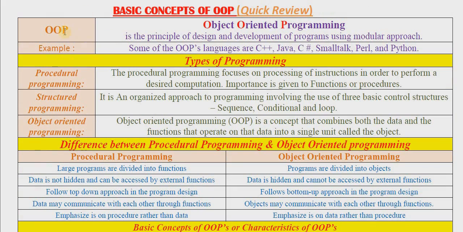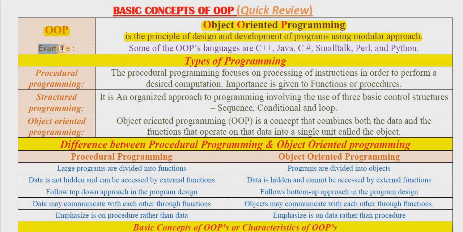So here OOPS means Object Oriented Programming. This is the full form, Object Oriented Programming. So what is Object Oriented Programming? Object Oriented Programming is a method of programming. It is another style of writing programs. The proper definition is: Object Oriented Programming is the principle of design and development of programs using a modular approach.